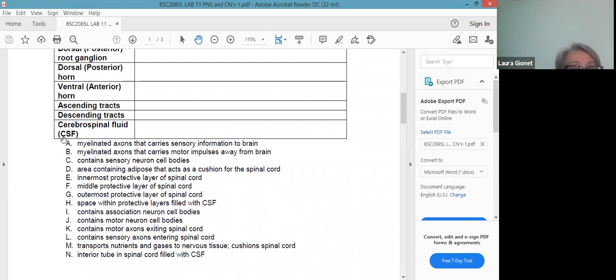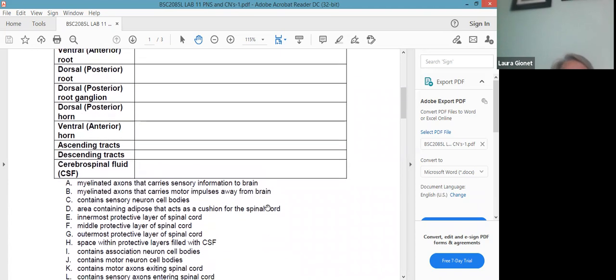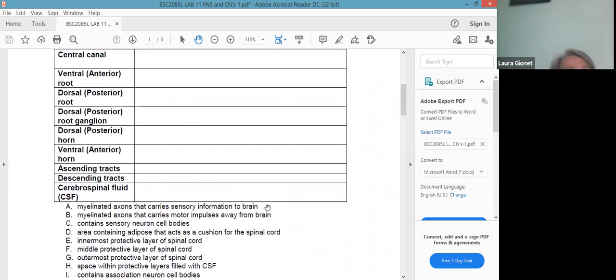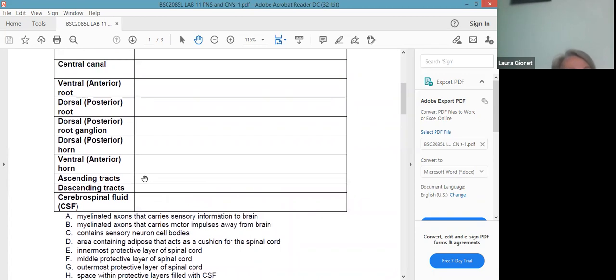All right, so A, myelinated axons that carry sensory information to the brain. Sensory is afferent information. It enters the spinal cord from the peripheral nervous system and then travels upward to the brain to be processed. So those myelinated axons that carry sensory information to the central nervous system, to the brain, are the ascending tracts. So A goes with the ascending tracts. B, the myelinated axons that carry motor impulses away from the brain are the descending tracts.